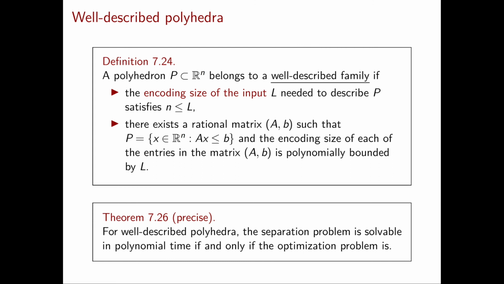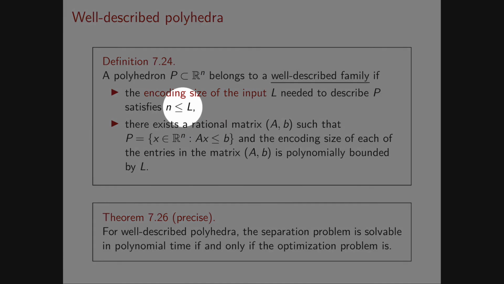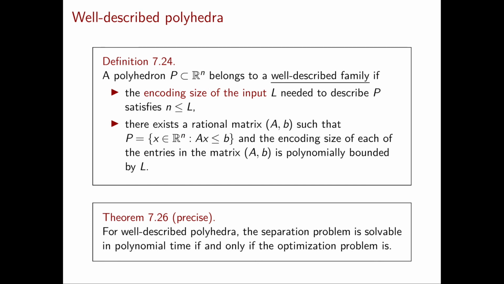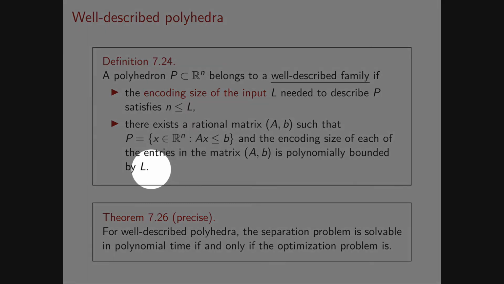I will not go into the details of why this definition is needed for this theorem, but you can immediately see that the first condition, that L must be greater than or equal to n, is needed because in the proof we perform a number of operations that is polynomial in n. Therefore, in this way, it's also polynomial in L. And the second assumption is needed because, for example, when the ellipsoid algorithm picks an inequality which is violated by the current center, then the size of this inequality will be polynomial in L.